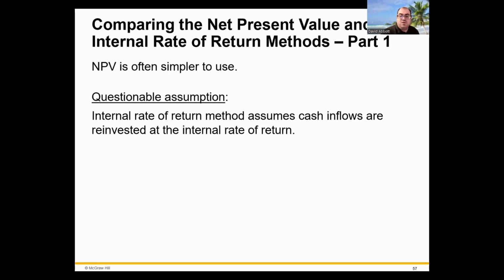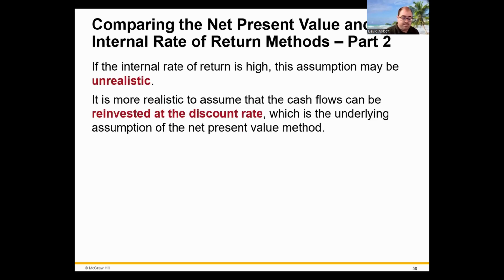So net present value is easier to use, but if we're using the internal rate of return, we're assuming we can get that. So if the internal rate of return is high, then this assumption may be unrealistic. We may not be able to invest somewhere else to get that same kind of return. Now, it is more realistic to assume that the cash flows can be reinvested at the discount rate, which is the underlying assumption of the net present value method. Then we'll take another look at this.